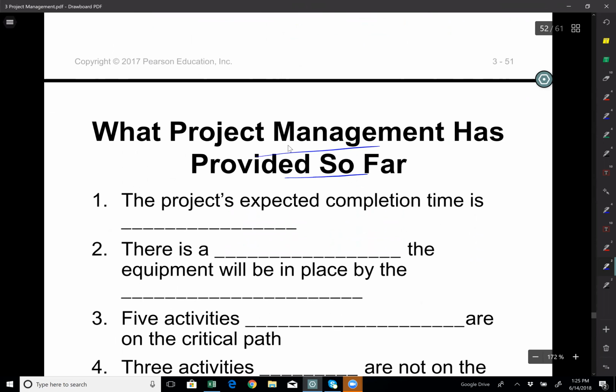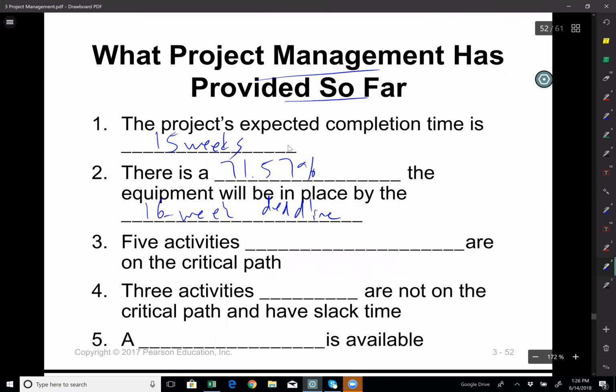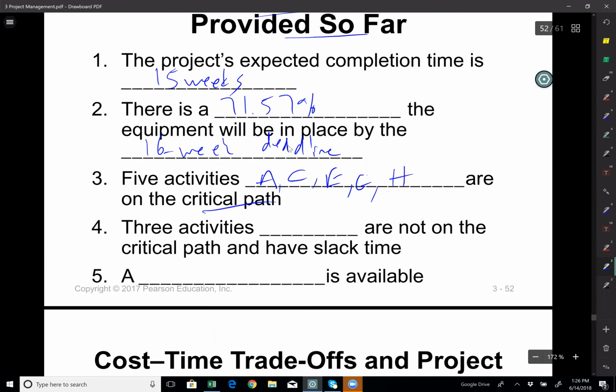So what has project management provided so far? The project's expected completion time is 15 weeks. That's what we calculated. And there is a 71.57% chance that we can finish this project within a 16-week deadline. And there are five activities, which are A, C, E, G, and H, on the critical path. And there are three activities, which are B, D, and F, that are not on the critical path. And a detailed schedule, we create a detailed schedule using PERT and CPM.